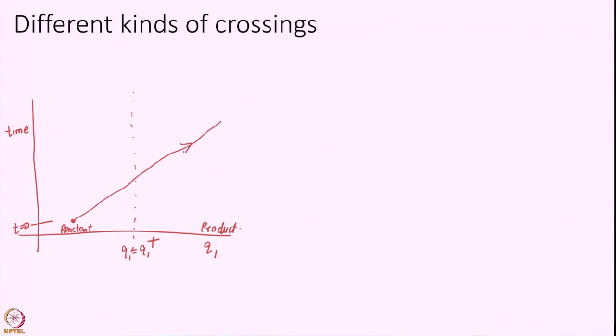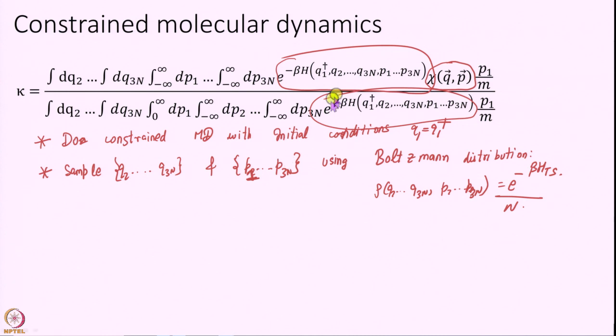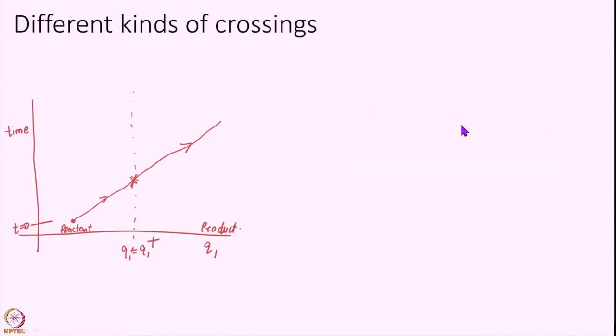So let's start with this one. Okay, this is the best case scenario for transition state theory. It crossed the transition state exactly once. So think about your transition state theory. I am really sampling this big integral with q1 set to q1 dagger. So this point here will also be sampled with q1 equal to q1 dagger, and although I have not drawn q2 to q3n and p1 to p3n, they are having some value here, and they have such values that I get this kind of a trajectory. Okay, if that happens, my life is really, really good. My chi is simply 1 for this trajectory.